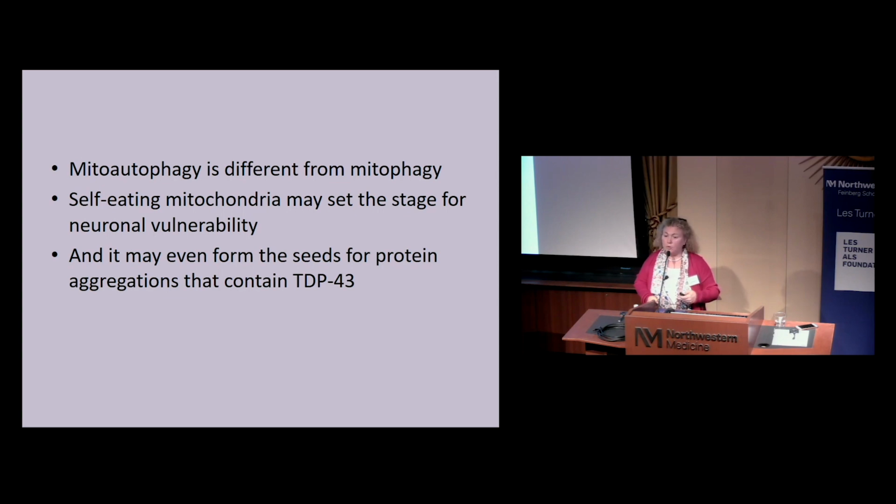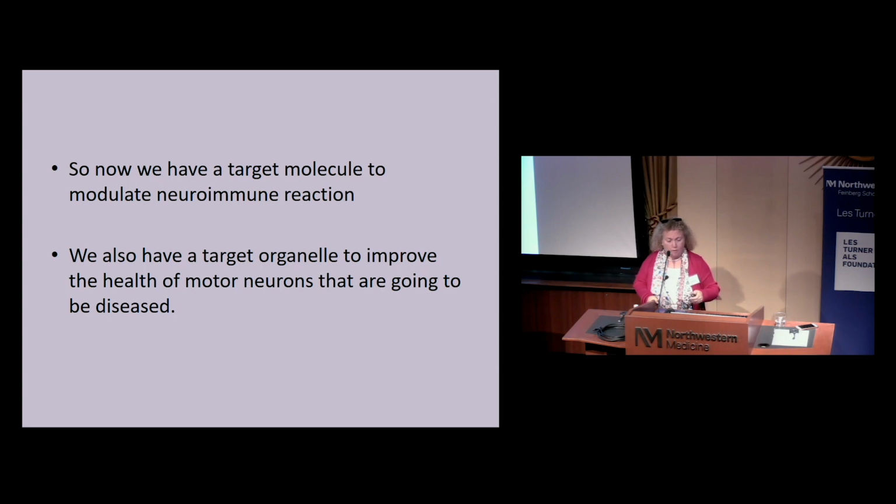And we think that the mitochondrial problem that we observe here is at the heart of protein aggregation and innate immunity. And if we go to the heart of the problems, I think we will be able to bring effective solutions. So I think we now have a target molecule to modulate neuroimmune reaction, the MCP1 CCR2 axis. And I think we also have a target organelle to improve the health of motor neurons that are going to be diseased.